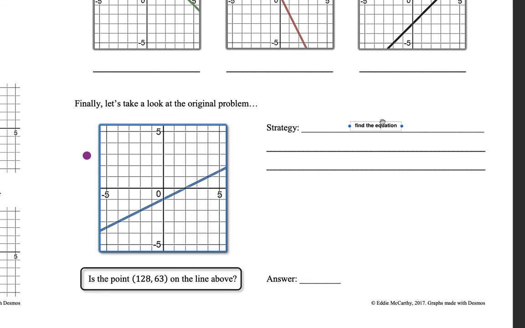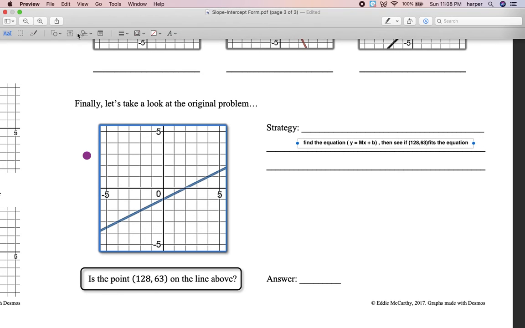And remember that nifty equation we just learned? That was awesome. Find the equation. Remember the one we just learned? y equals mx plus b. Then see if 128, 63 fits the equation. So first up, let's find the equation of this guy.